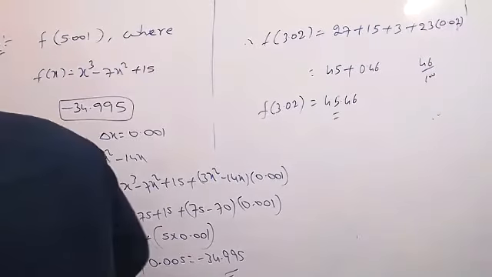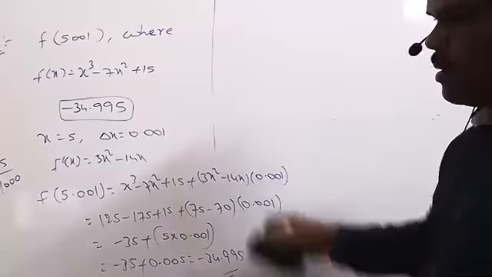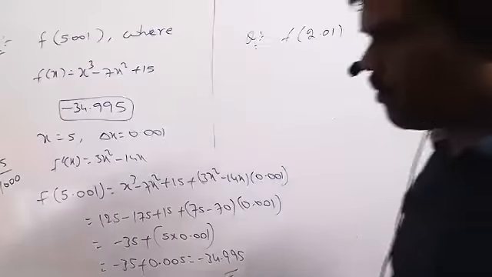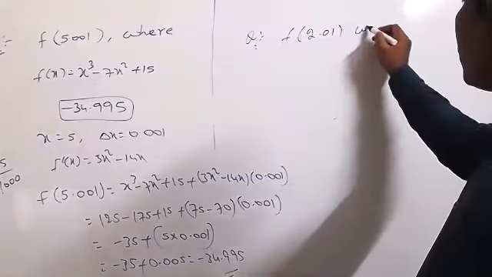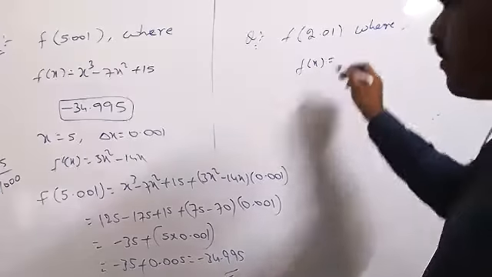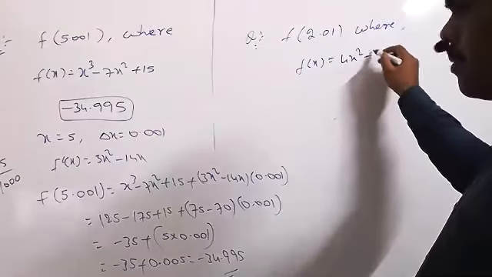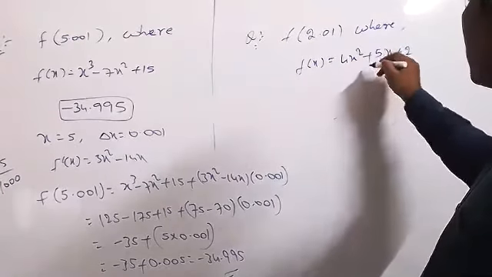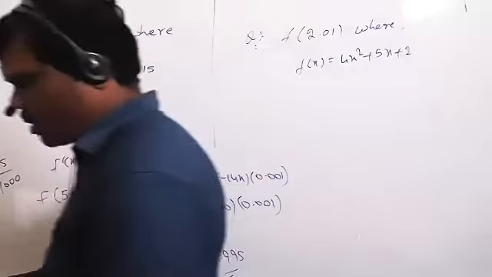In the same way, we can try one more question now. Find the approximate value of f of 2.01, where f of x equal to 4x square plus 5x plus 2. Complete it fast.